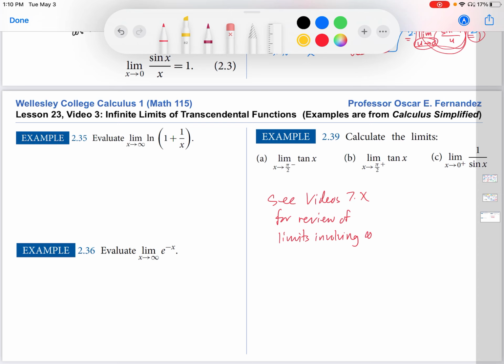Hi, this is Professor Fernandez, and this is video 3 in lesson 23. We're talking here about transcendental functions and infinite limits involving them. So there are 3 examples here on the screen from Calculus Simplified that we are going to go through. Let's jump right in here.